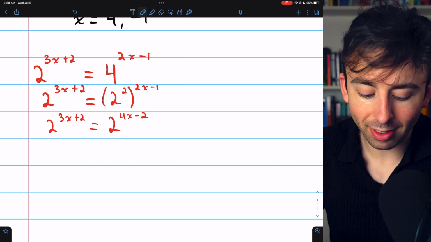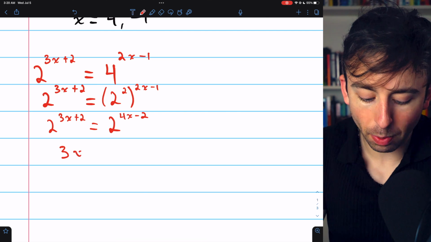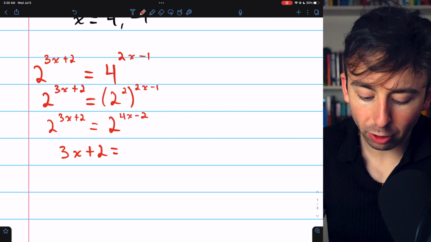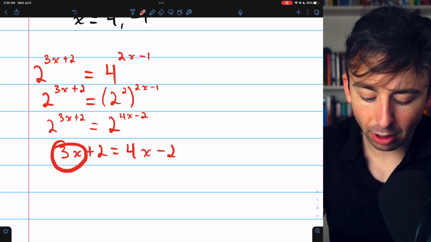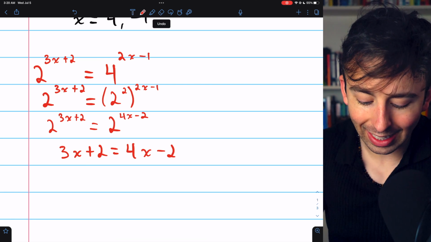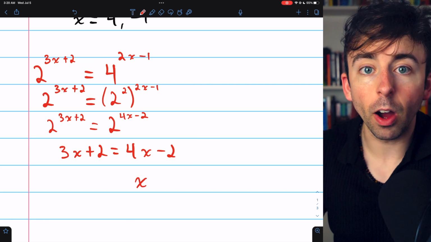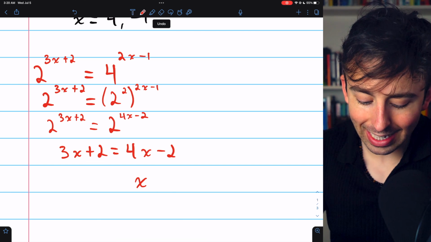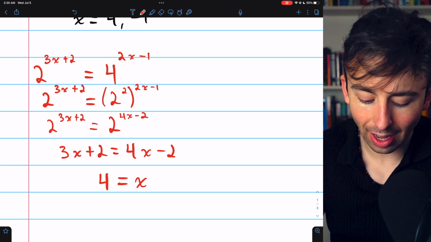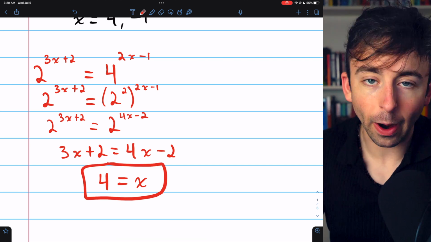Now the bases are the same, so we can set the exponents equal to each other. 3x plus 2 equals 4x minus 2. Subtracting 3x from both sides leaves a single x on the right side of the equation. Adding 2 to both sides leaves 4 on the left side of the equation, and that's our solution.